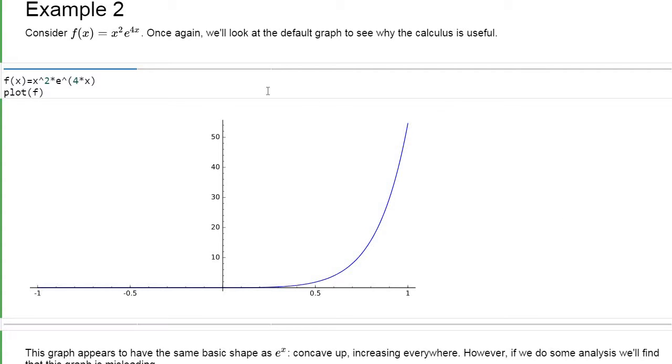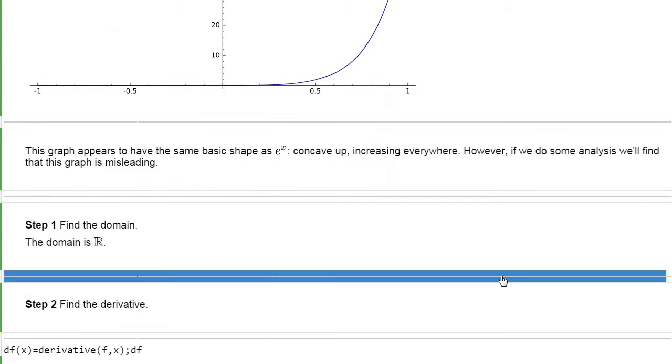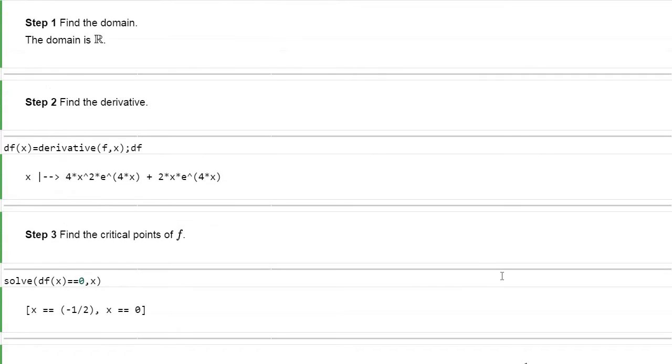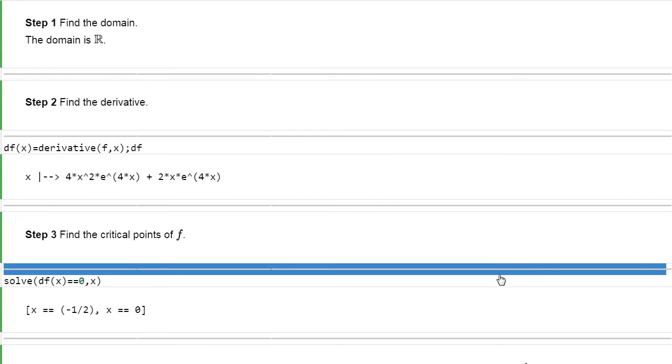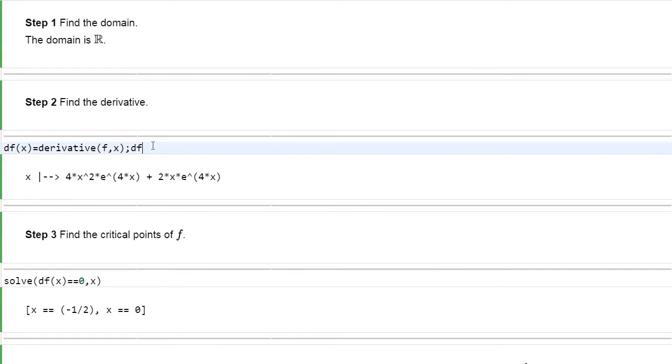Now, it almost looks like the x squared here has no relevance at all. This looks like e to the 4x. And this graph is actually misleading. There is a little wiggle in this graph, which you can't see. And so we're going to go ahead and analyze this with calculus. Domain, all real numbers. Calculate the derivative.